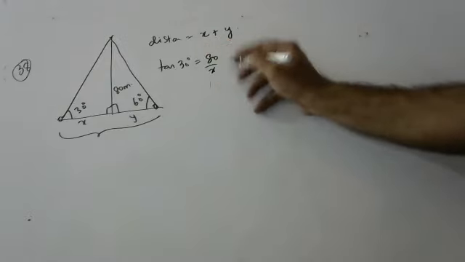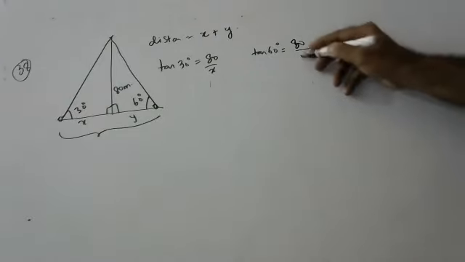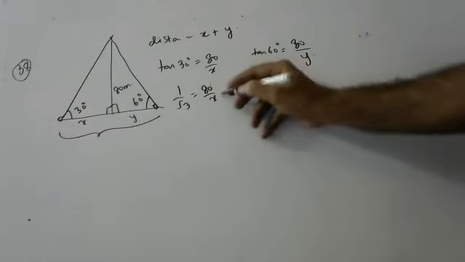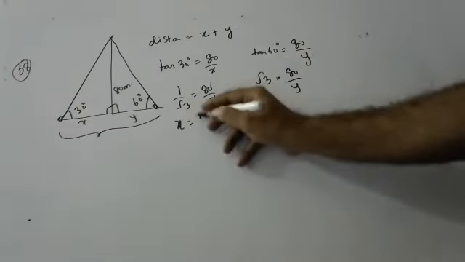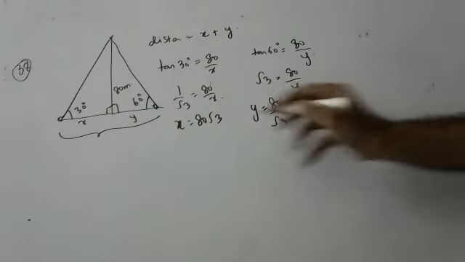Tan 60 is 80 by y. I don't understand why you people won't respond; your parents will be asking me. So 1 by root 3 is equal to 80 by x. Root 3 is equal to 80 by y. x is equal to 80 root 3 and y is equal to 80 by root 3.